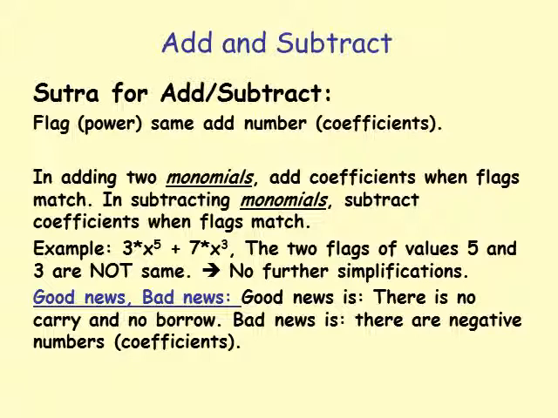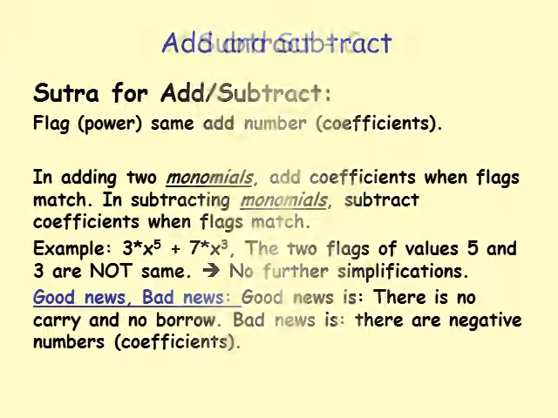Good news, bad news. The good news is there is no carry and no borrow. The bad news is there are negative numbers. In manipulating these numbers, various monomials might have negative values. The coefficient might be negative, or we might end up getting negative coefficients after some manipulations.